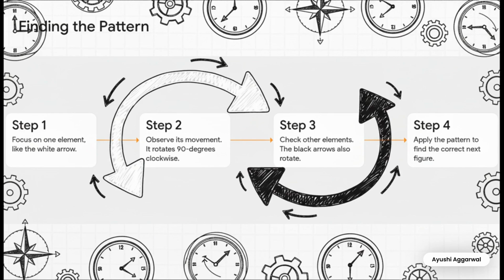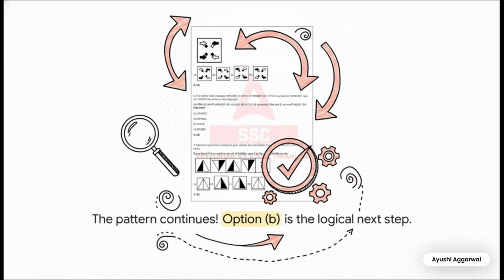So all we have to do is apply that same 90-degree clockwise turn one more time to the last figure we see. And when we do that, what do we get? It perfectly matches option B. See? Once you find that one simple pattern, the answer just clicks into place.